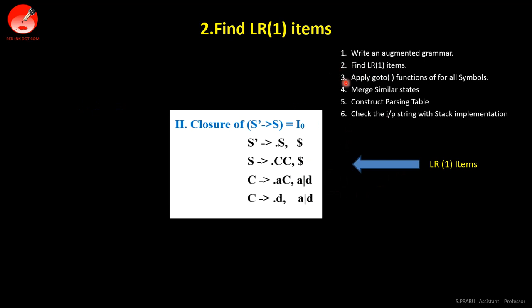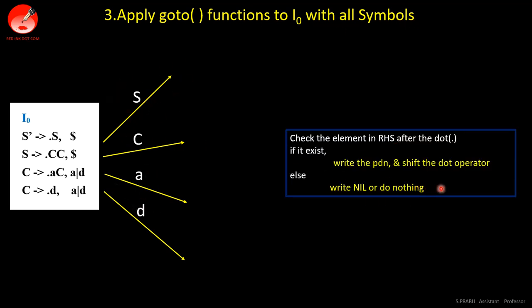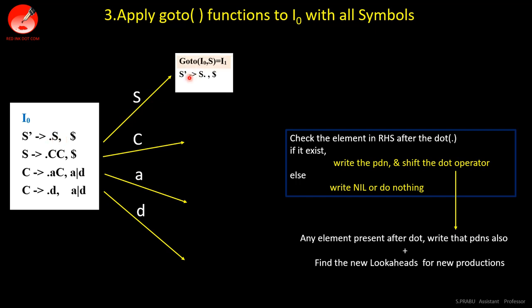Now I am going to the third step. The third step is nothing but applying the goto functions with all the symbols available in the grammar. You just follow these rules as we followed in simple LR as well as CLR. Check the particular symbol after the dot. If it is there, you write it with the shifting of the dot operator and write the same look-ahead symbol here. After the dot, there is no element, so you stop this process.